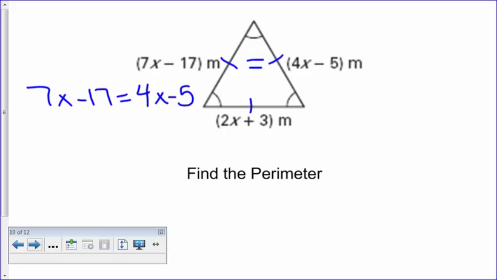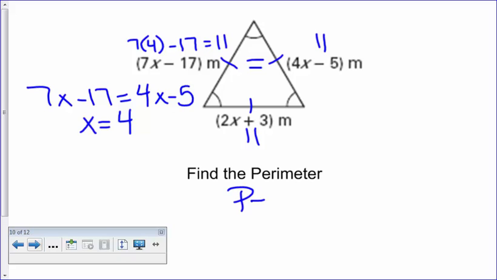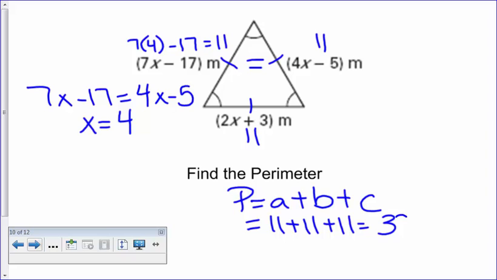So to find the perimeter, we first have to solve for a variable. Okay, so take the time right now to do that, and hopefully, going through your algebra, you get x to equal 4. Okay, now I'm just going to plug it back into either one, any of them. So 7 times 4 minus 17 should give you 11. So that means this side's 11 and this side's 11. And to find the perimeter of a triangle, all you have to do is add up all 3 sides. So a plus b plus c, which is 11 plus 11 plus 11 to give you the perimeter of 33 meters. And that's the perimeter of that triangle.